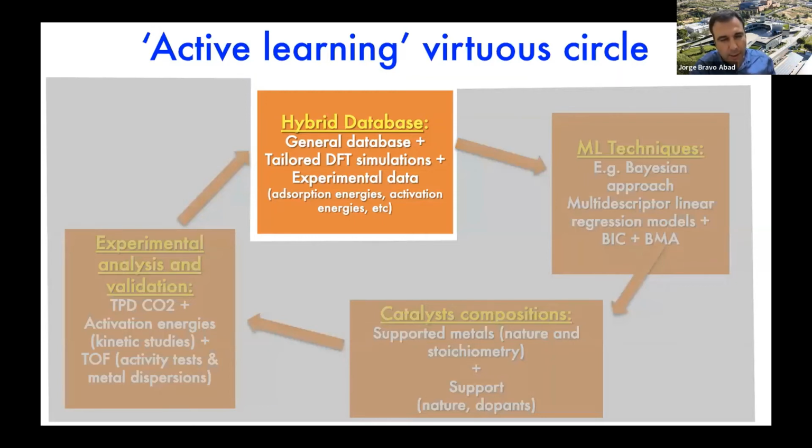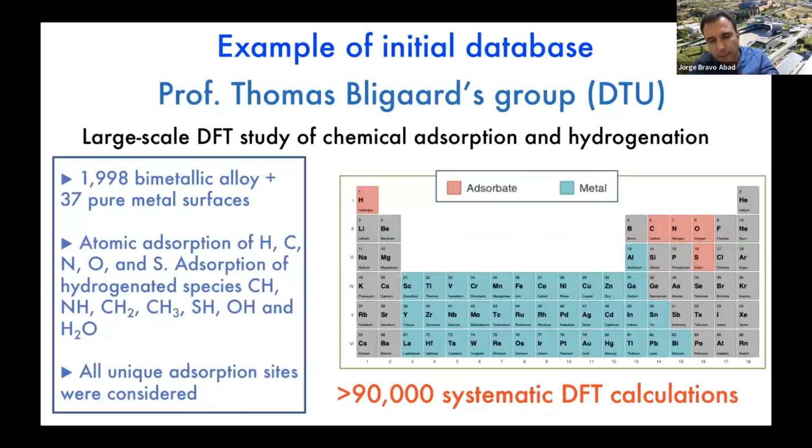And even though usually they are sparse databases, in which there is a lot of data in some specific regions and other regions are lacking data, it's a tough problem. So in our case, we were lucky enough to have this large data set from the group of Professor Thomas Bligaard in Denmark, that is essentially a large-scale DFT study of chemical adsorption and hydrogenation of different species.